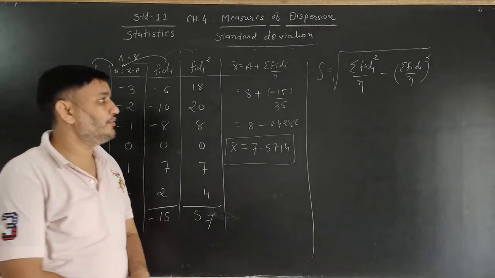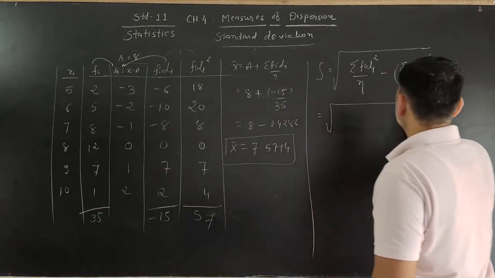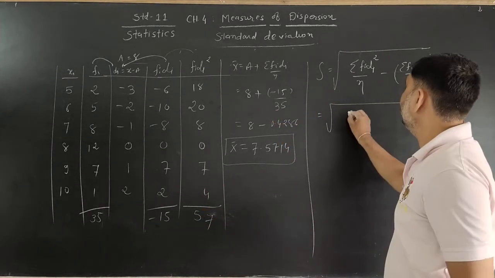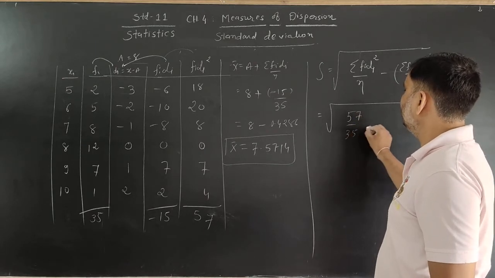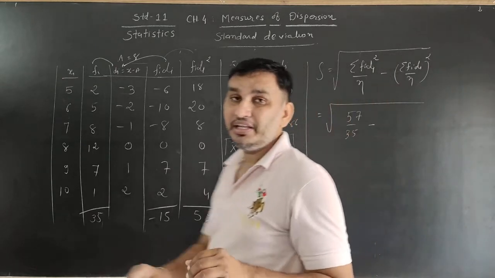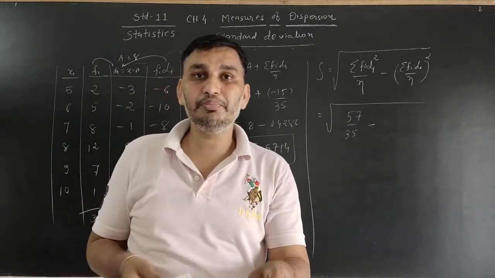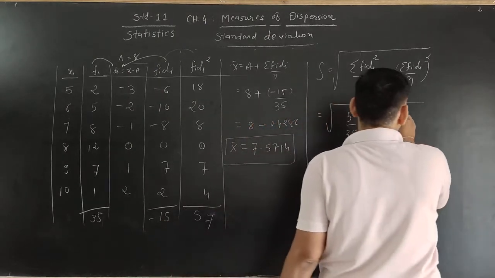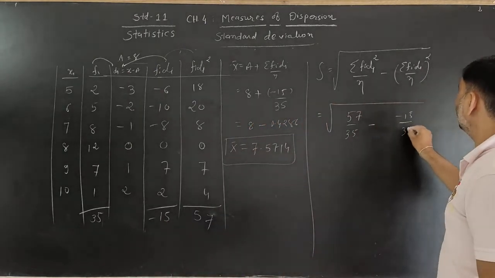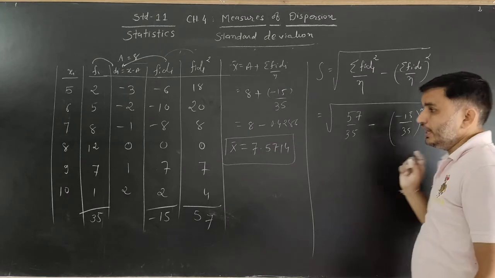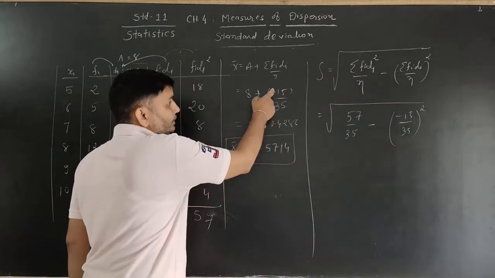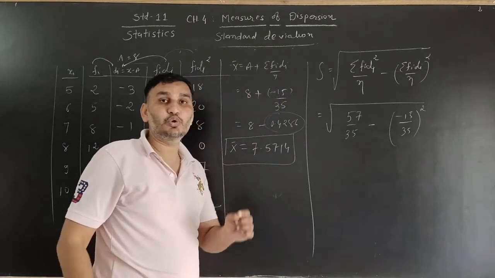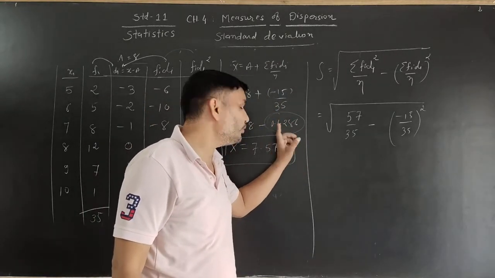And now the standard deviation by the shortcut method. See, summation fi di square, 57, divided by 35, minus summation fi di upon n whole square. It means d bar whole square we can say. And summation fi di is minus 15 divided by 35, whole square. And we know the value of summation fi di upon n is equal to 0.4286. So get the square of 0.4286.